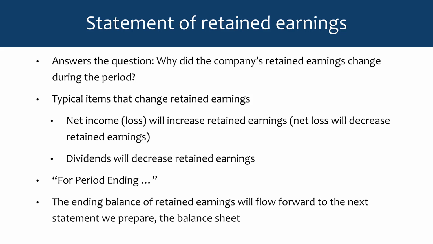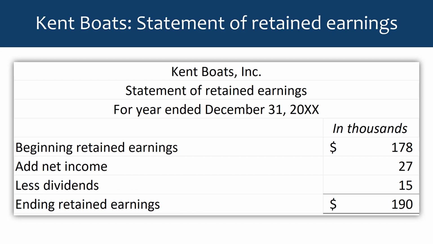Now we're going to walk through a statement of retained earnings. Here we're going to look at Kent Boat's statement of retained earnings. Let's start at the top. The first title or heading line of the statement is the name of the company, its official name. The second title line will be the name of the statement. Okay, the date line is next. It tells us the period of time that the statement covers.